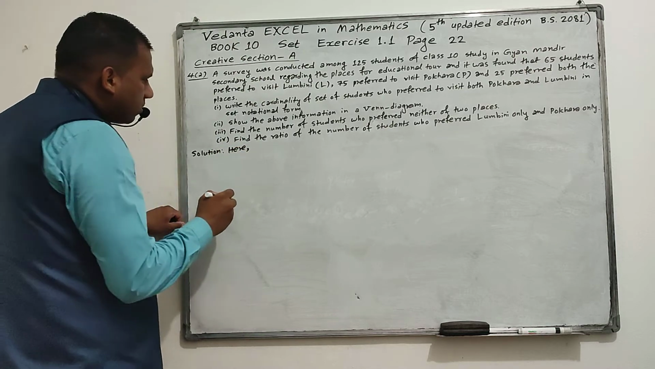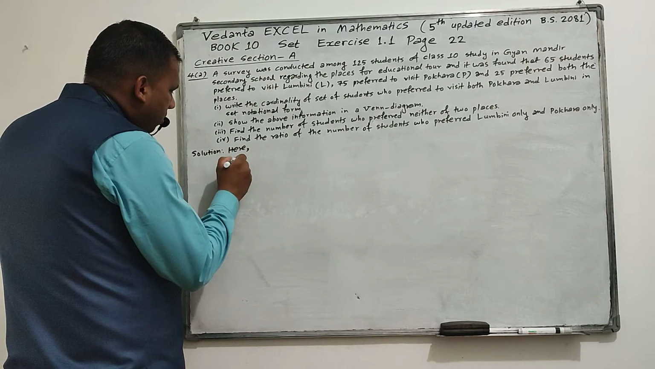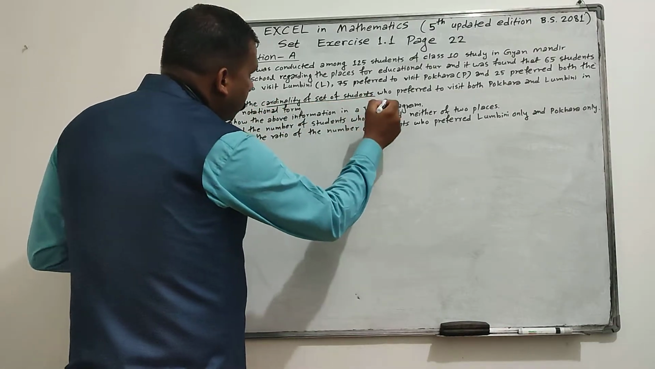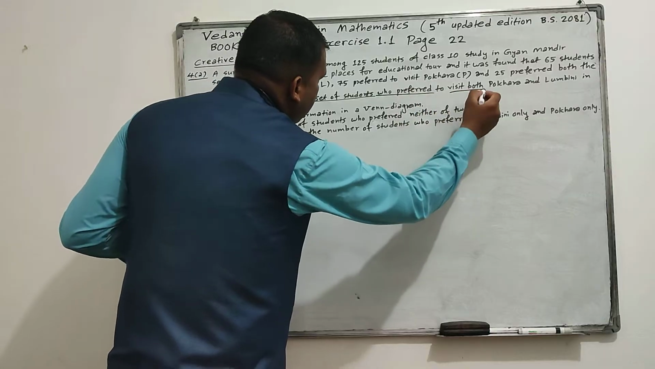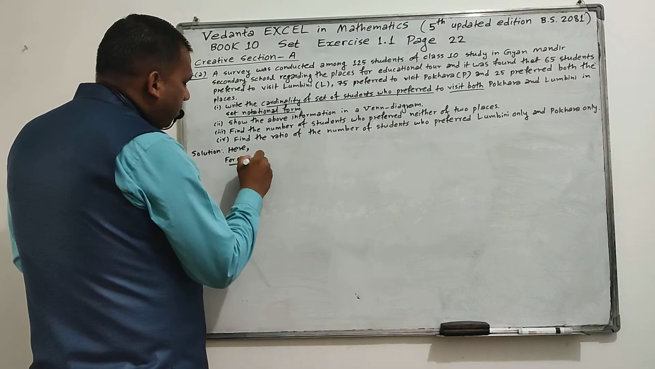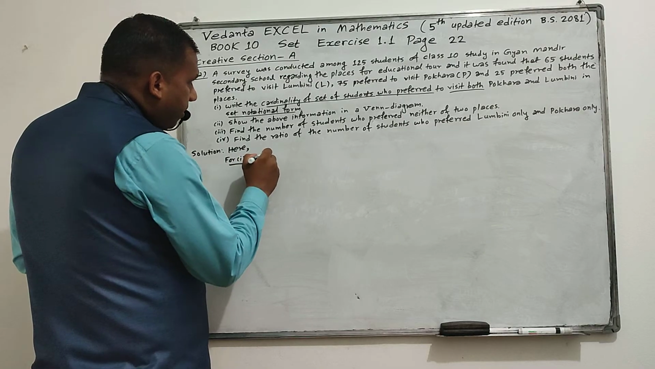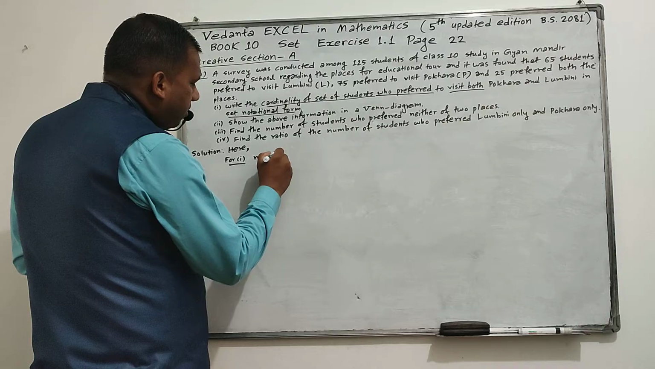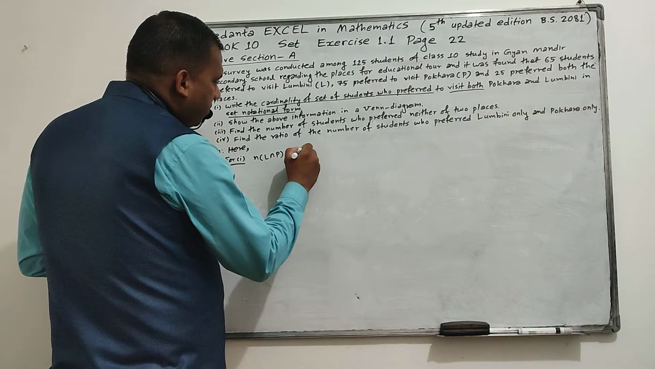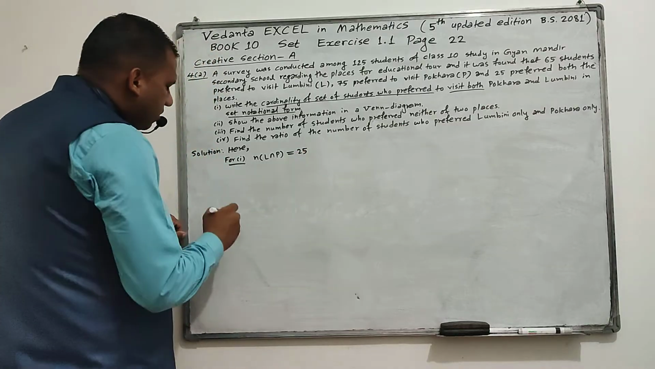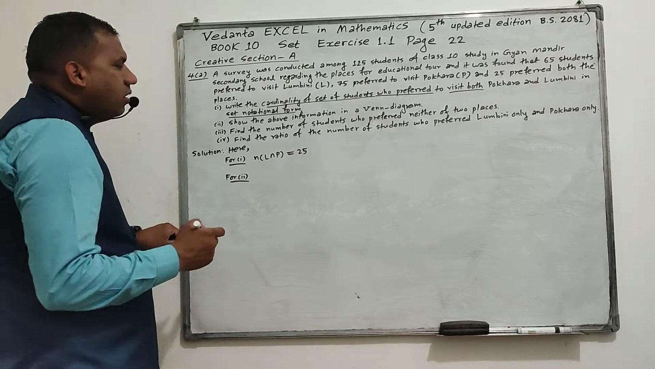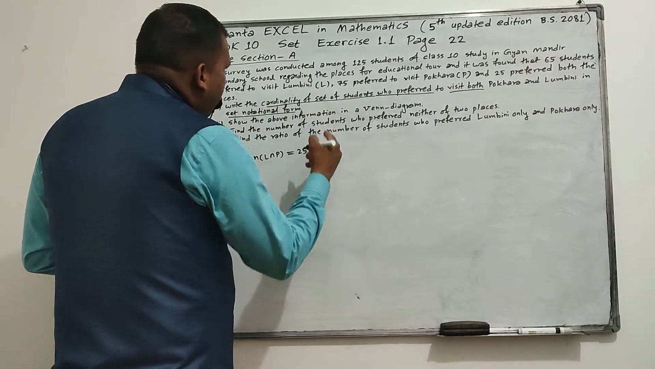Here, for 1, the cardinality of the set of students who prefer to visit both, in set notation form. We have to write this. There, n(L intersection P) equals 25. This is the answer for 1. Now for 2, show the above information in a Venn diagram.